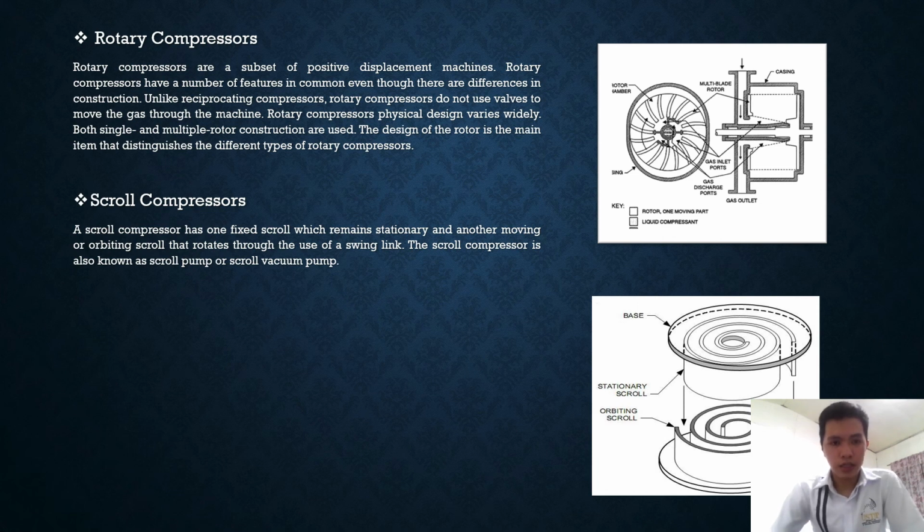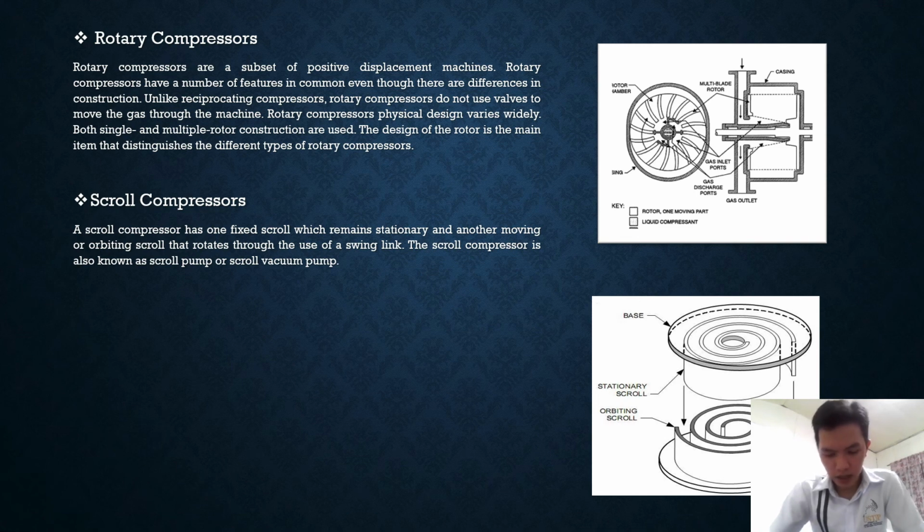Next one is the scroll compressors. This is the last type of compressors. A scroll compressor has one fixed scroll which remains stationary and another moving or orbiting scroll that rotates through the use of a swing link. The scroll compressor is also known as a scroll pump or a scroll vacuum pump.